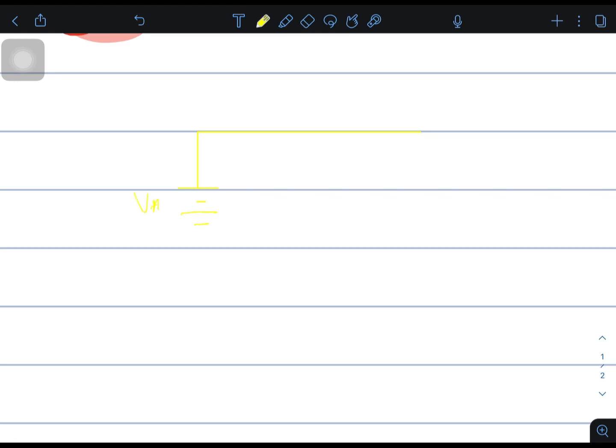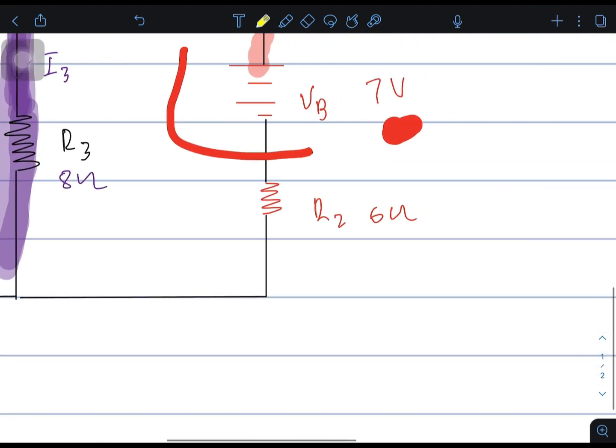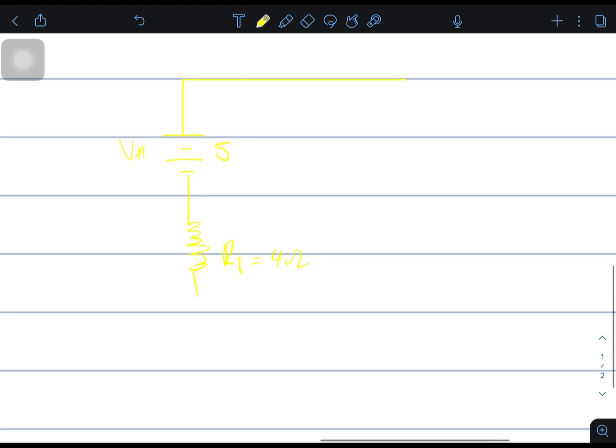Source A, which is 5 volts. It has an internal resistance, R1, equal to 4 ohms.